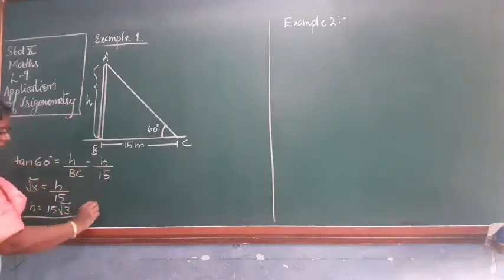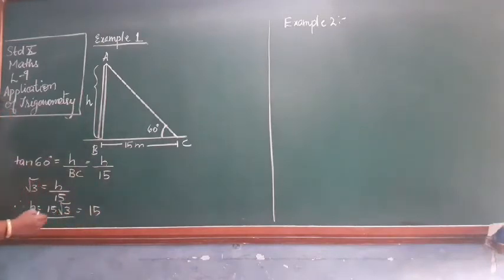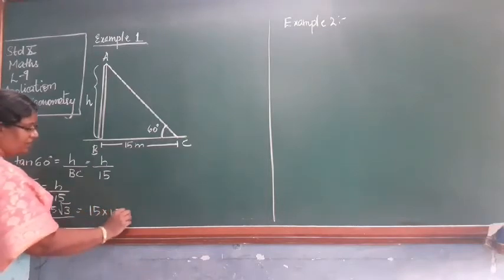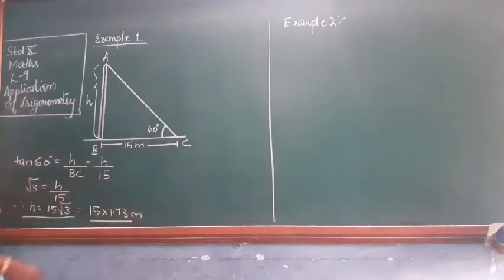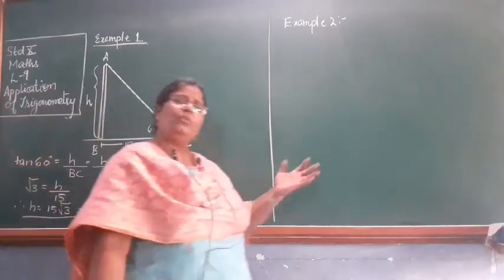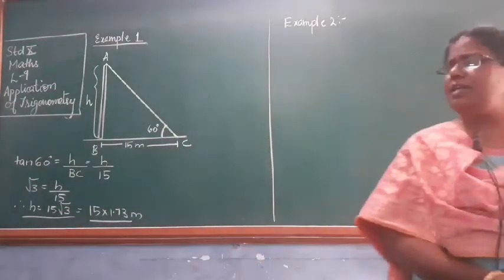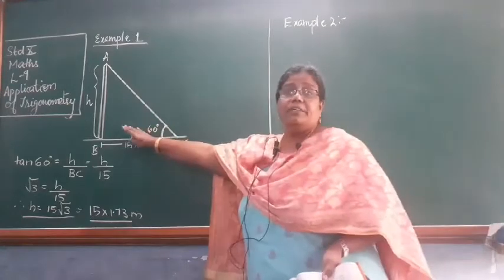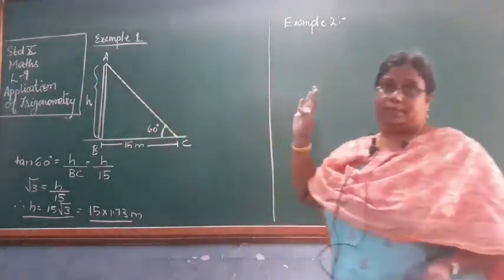Now again, you can carry out the calculation further, and 15 into 1.73 meters will be the answer. You calculate the value, putting the value of root 3. Follow? This is just what we have done in the previous class, same thing only. The only thing is you have to identify how you have the figure.